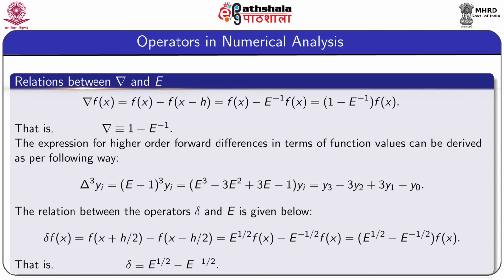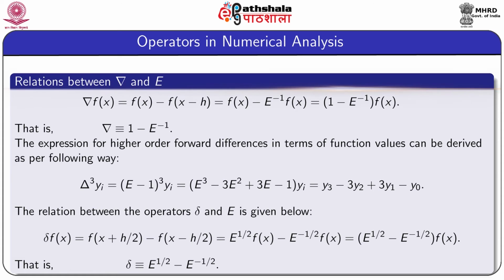Now, for the third order forward difference operator, that means Delta^3 y_i equals (E minus 1)^3 y_i. After simplification, this expression reduces to y_3 minus 3 y_2 plus 3 y_1 minus y_0.